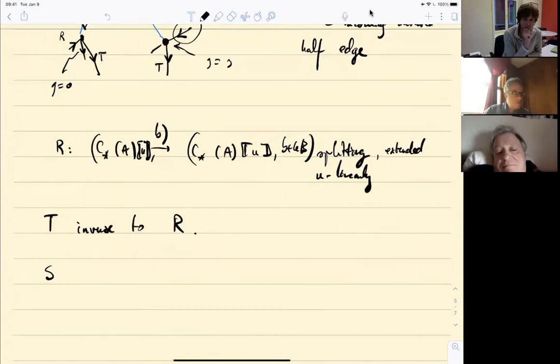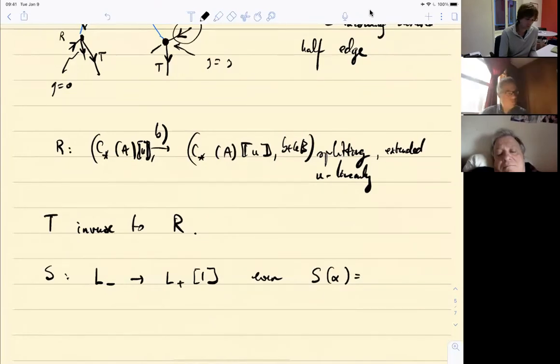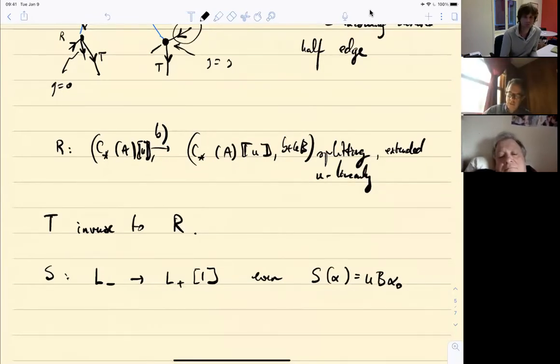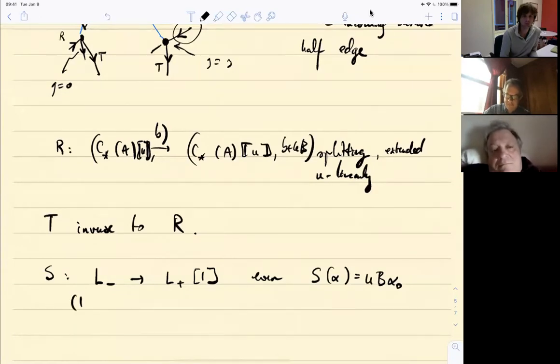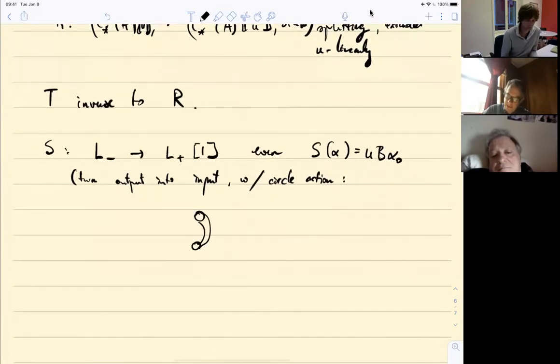What is the operator S? S is a very simple operator. S goes from L minus to L plus, shifted by one. It's an even operator given by S of alpha equals U B alpha zero. You should think about this as turning an input into an output, turning an output into an input, with a circle action. So graphically, it looks like sewing one end of this with a circle action. Finally, what is F? F is a bounding homotopy.